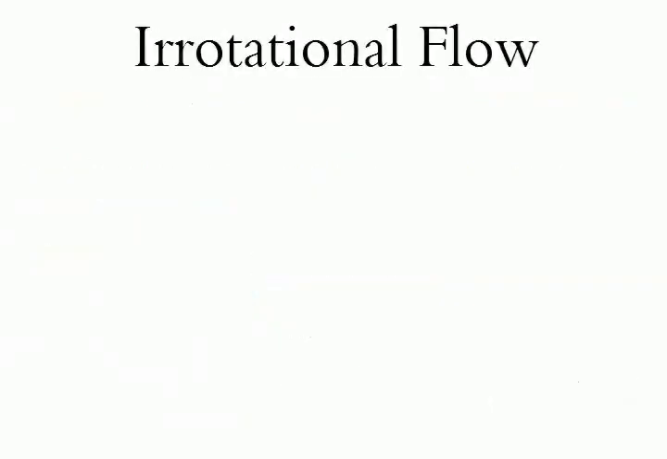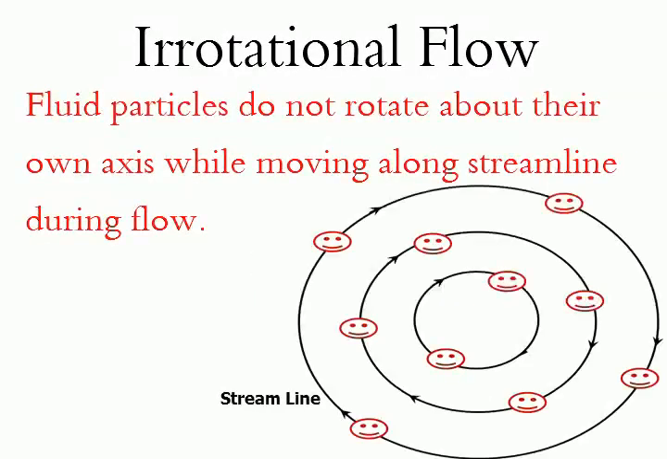The flow in which the fluid particles, while flowing along streamlines, do not rotate about their own axis is called irrotational flow. For example, flow of liquid in an emptying wash basin.